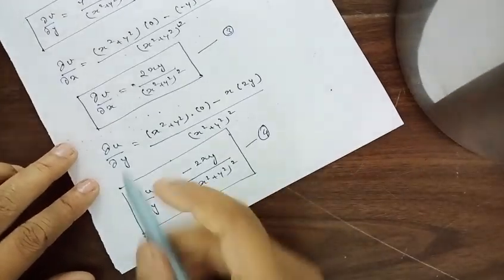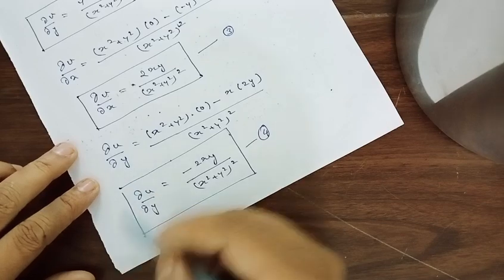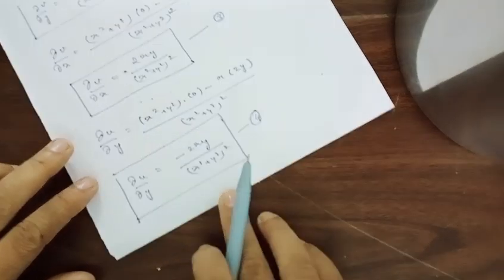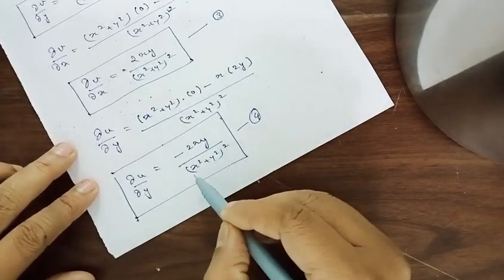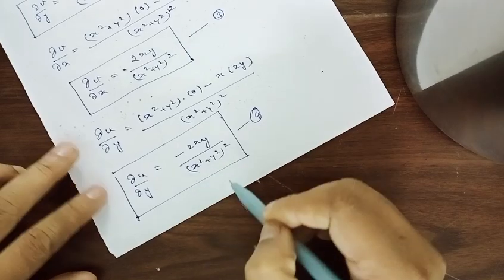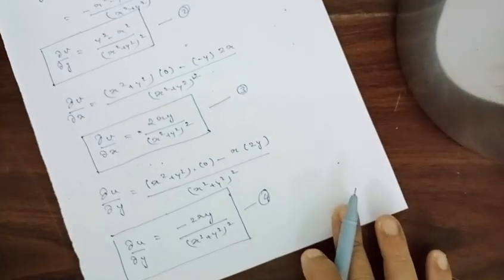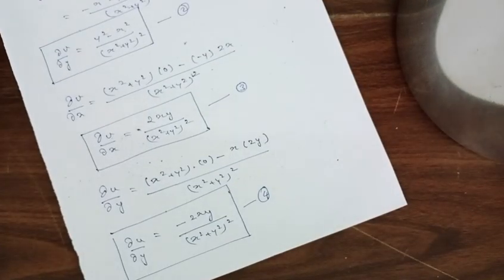Then similarly, ∂u/∂y you calculate, and we will get ∂u/∂y equal to minus 2xy divided by (x² + y²) the whole square. Hence we have calculated all the derivatives with respect to x and y.